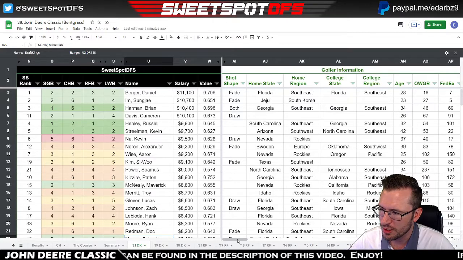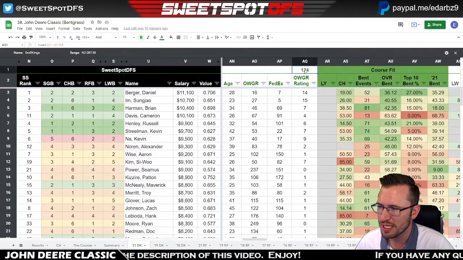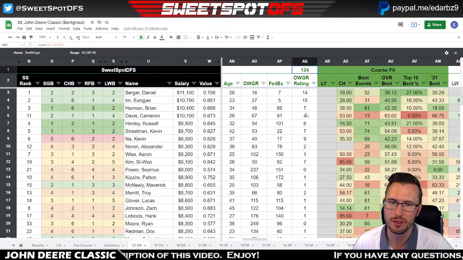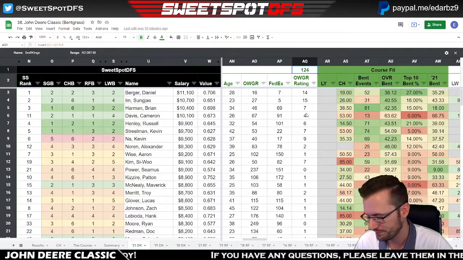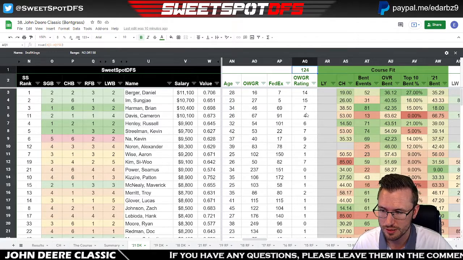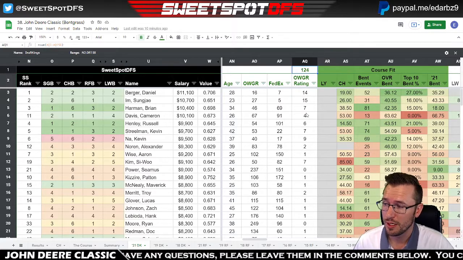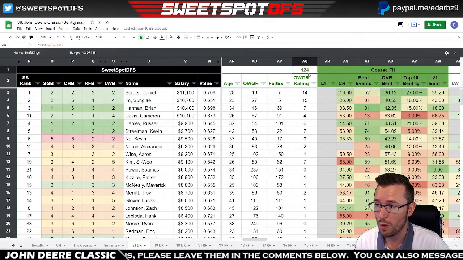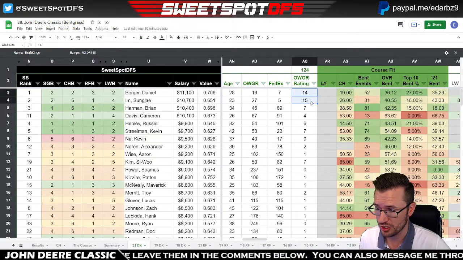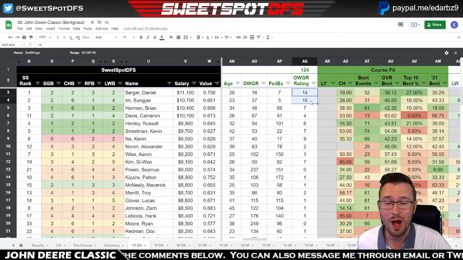This is going to conclude the salary portion of it, but I forgot to mention the strength of field here is 124. To put that in perspective, the Palmetto Championship, which was one of the weakest fields on the tour as of recency, was 198. The strength of field was 198. We're at 124, and if Daniel Berger or Sung Jae Im decide to withdraw for whatever reason, this is going to drop even more.